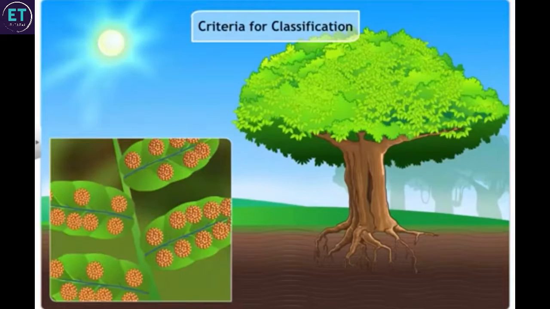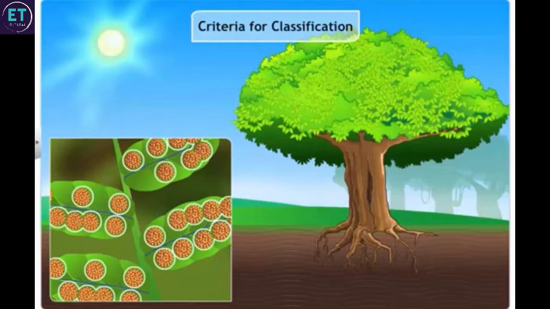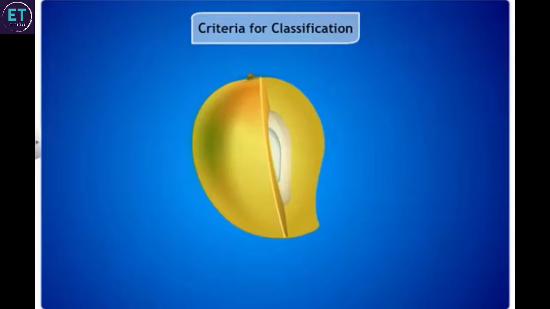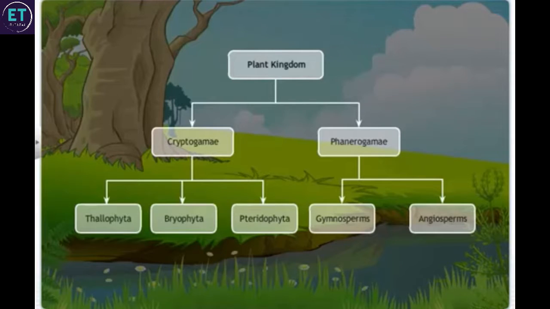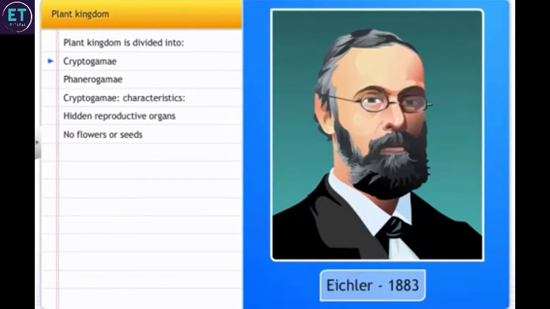3. Does the plant bear naked seeds? 4. Are these seeds enclosed in fruits? Now, let's look at this classification in detail. In 1883, Eichler classified the plant kingdom into 2 sub-kingdoms, Cryptogamy and Phanerogamy.